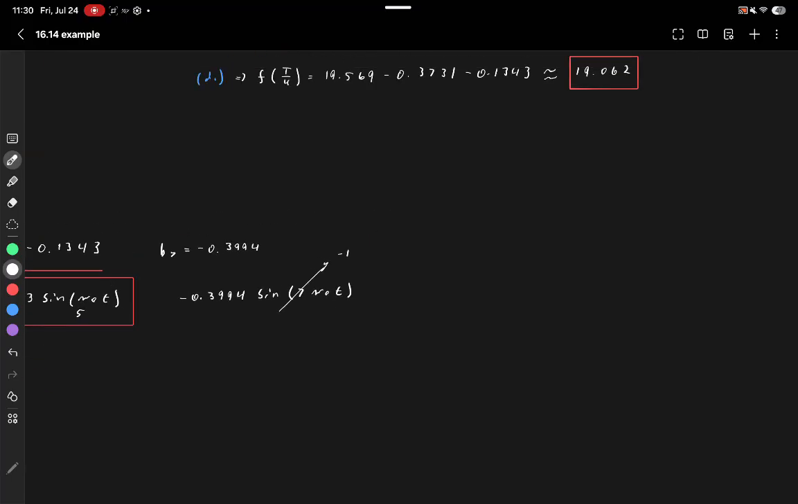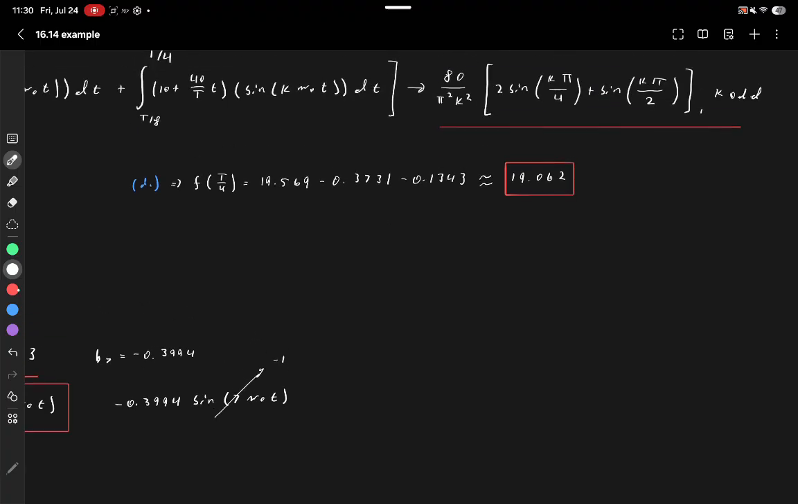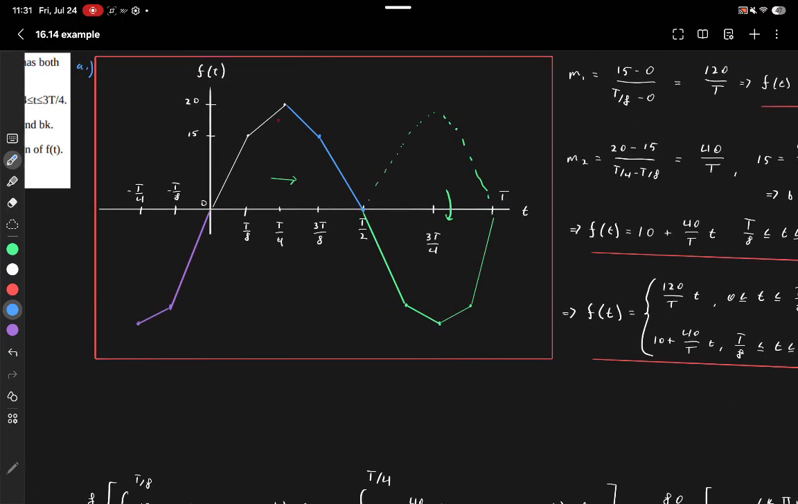We'll now add to this. We'll show it in a different color. We'll add 0.3994. That brings us back up a little bit. 19.062 plus 0.3994. We're at 19.46 now. This gives us 19.46. With that, we are getting closer to that 20.